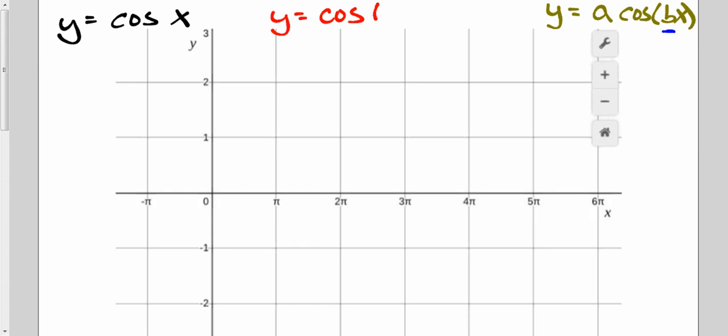cosine of 2x. Now remember, my b value's definition is the number of times it completes a full cycle between 0 and 2 pi. Let's play around with the numbers though.